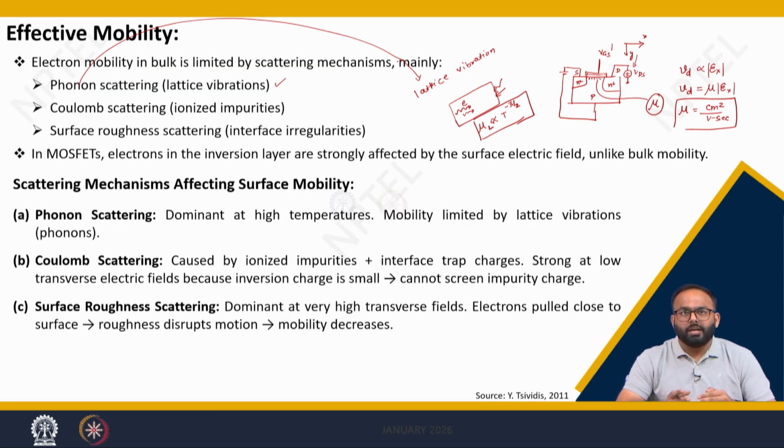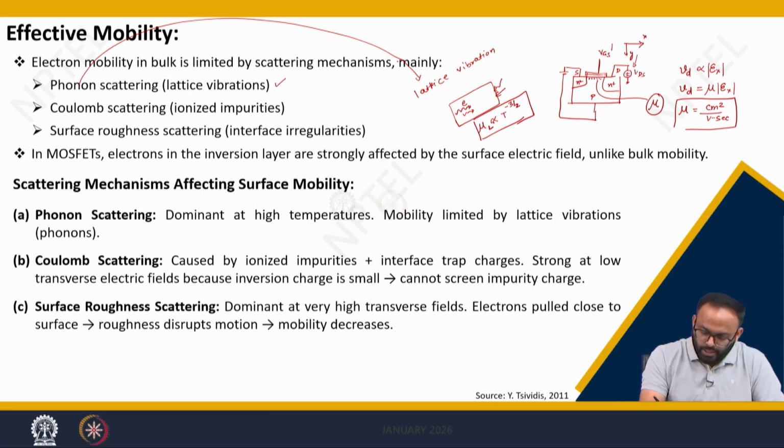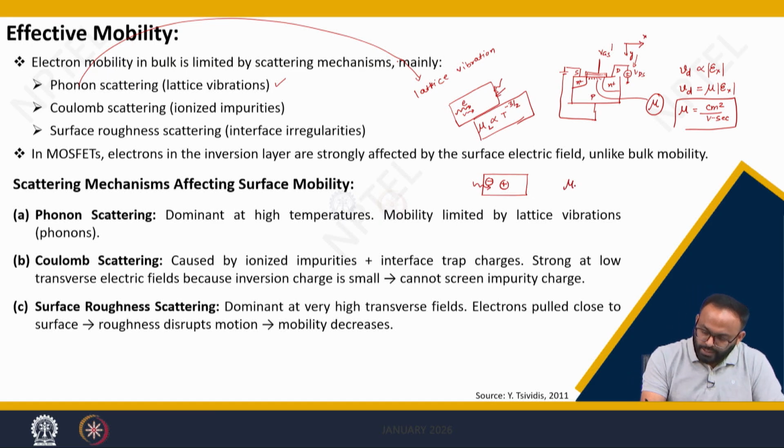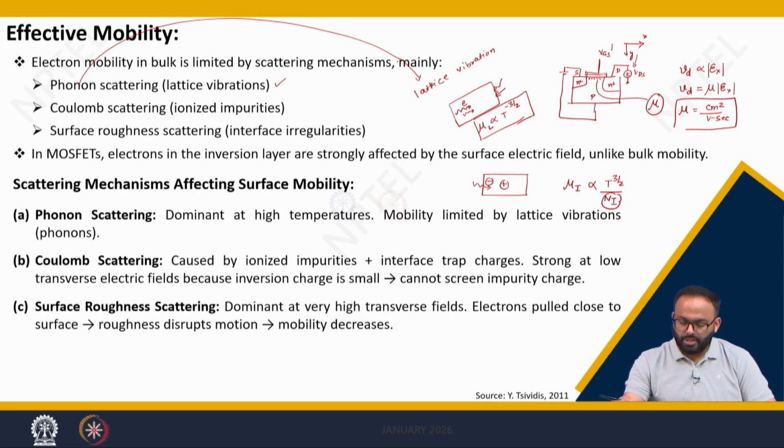Another type of scattering available in the semiconductor is Coulomb scattering. Suppose you have a semiconductor sample and you dope it with some impurity atoms, whether these impurity atoms are acceptor or donor. In this vicinity, if the electron comes into the picture, then the mobility will get affected. The impurity scattering mobility can be defined as T to the power of 3 by 2 divided by Ni, where Ni is the impurity concentration.